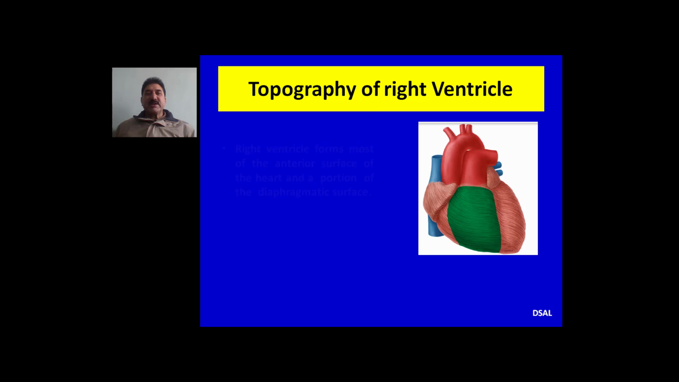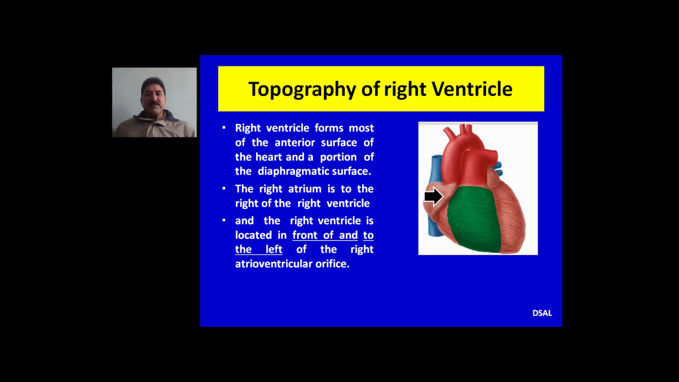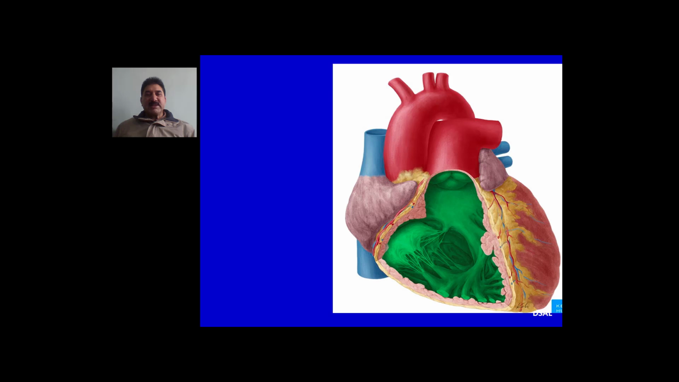Topography of the right ventricle. The right ventricle forms most of the anterior surface of the heart and a portion of the diaphragmatic surface of the heart. The right atrium is to the right of the right ventricle, and the right ventricle is located in front and to the left of the right atrioventricular sulcus.